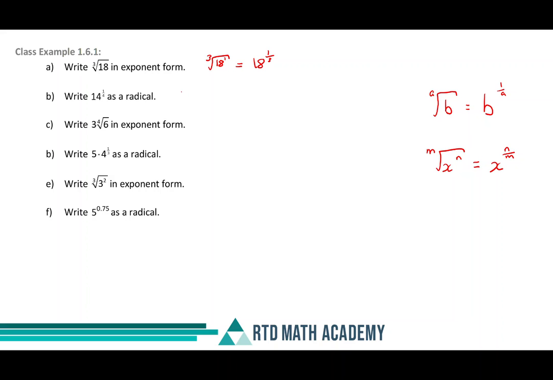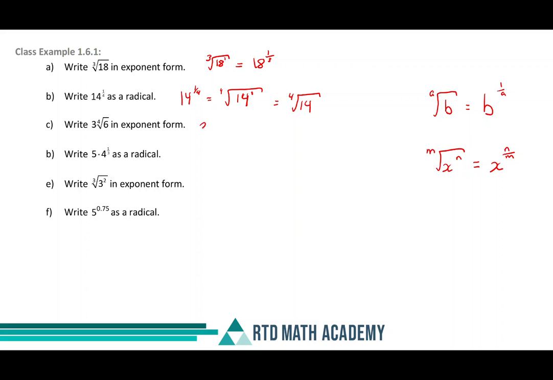Moving on to 14 to the power of 1/4. Our base right here becomes the radicand. So 14 is the big number in both cases, and we keep that big number the big number. Whatever was on the numerator stays with the 14, and whatever was on the denominator becomes the index of our radical. So the 4th root of 14 is the same thing as 14 to the power of 1/4.